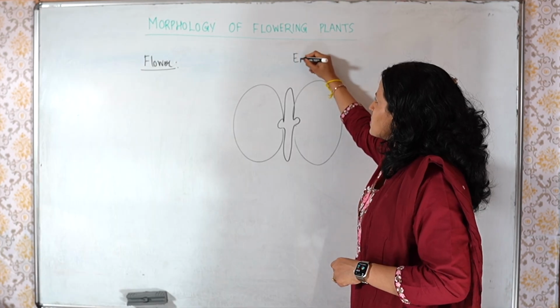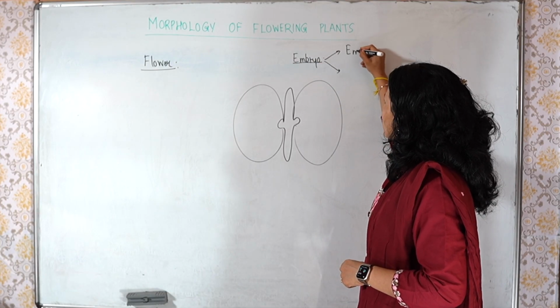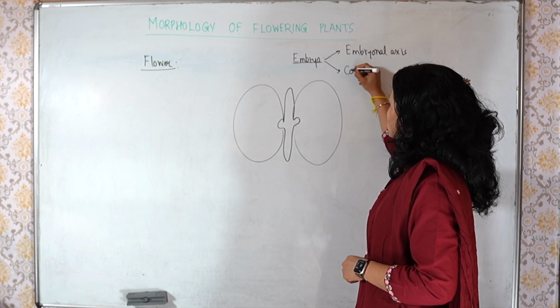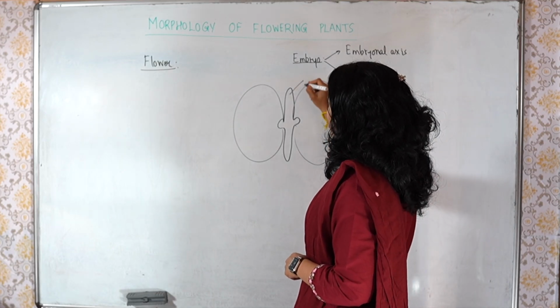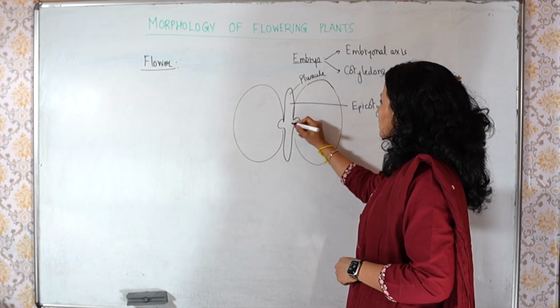Next, this entire thing is called the embryo. The embryo is divided into two parts: the embryonal axis and the cotyledons. This is the embryonal axis. The different parts are plumule, then below the plumule there is epicotyl, then there is the node.